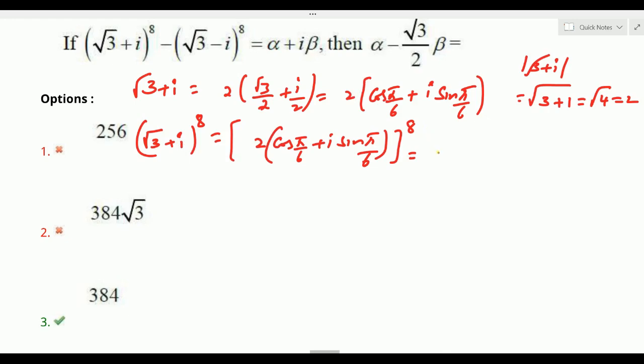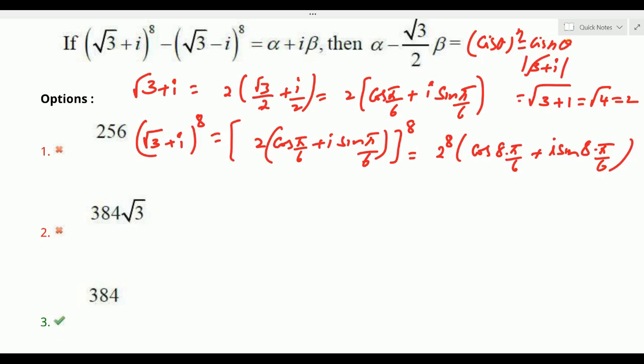So now 2 power 8 into, according to the Demoivre's theorem we can write this is cos 8 into pi by 6 plus I sin 8 into pi by 6. This is the Demoivre's theorem. According to the Demoivre's theorem, cis theta whole power n we can write cis n theta. n ante ikkada 8, cis ante cos plus I sin.